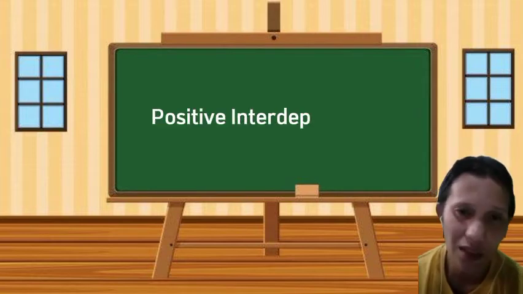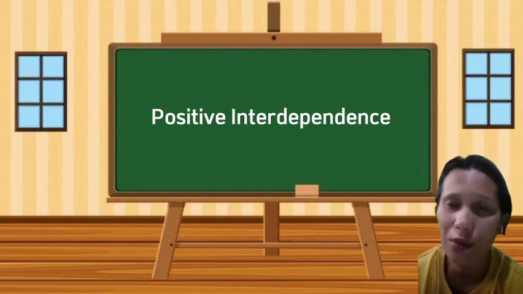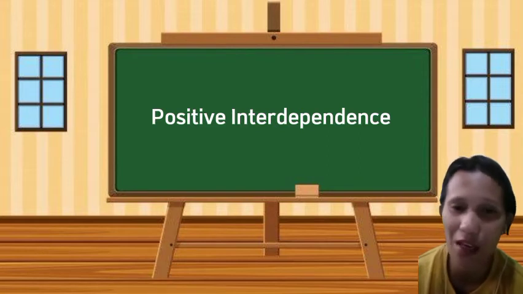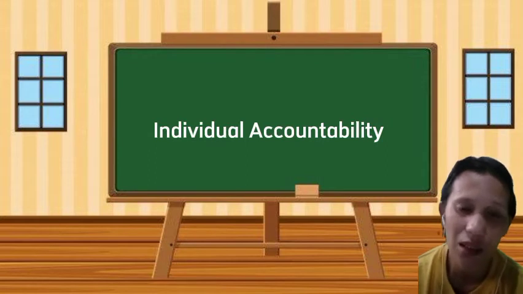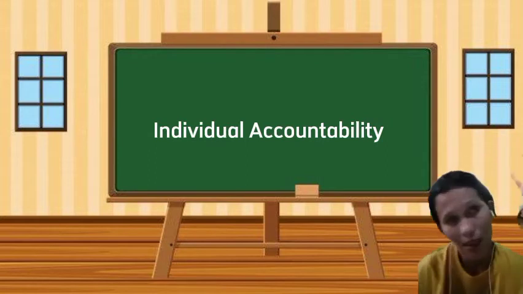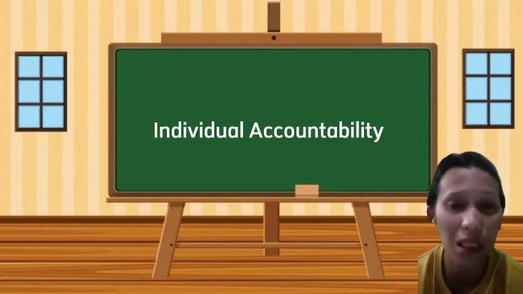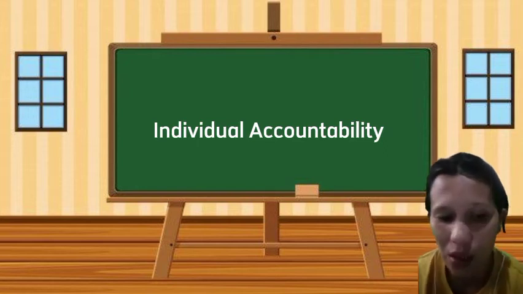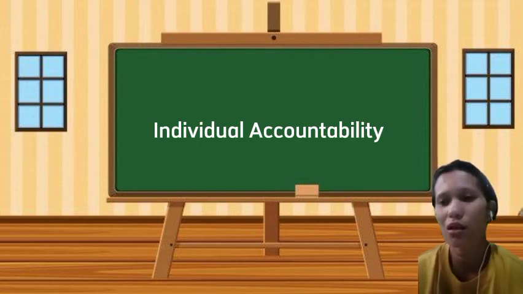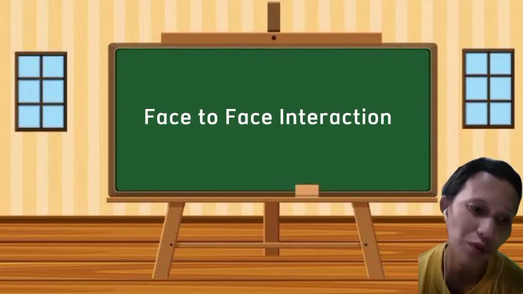When we say positive interdependence, it is where a learner is able to have the freedom to say whatever comes up in their mind. Individual accountability is a matter of being accountable for what you are believing in the subject matter you are discussing, so you are able to share that you have these kinds of ideas.